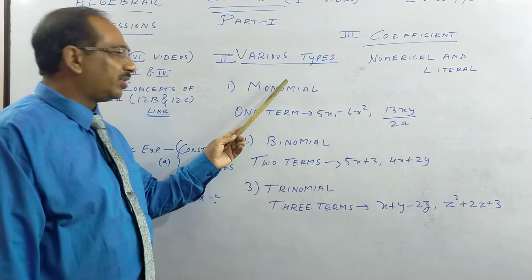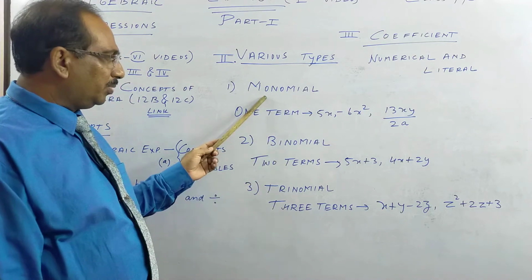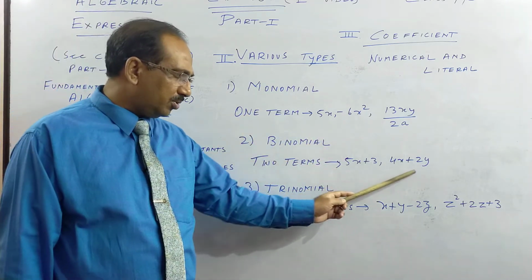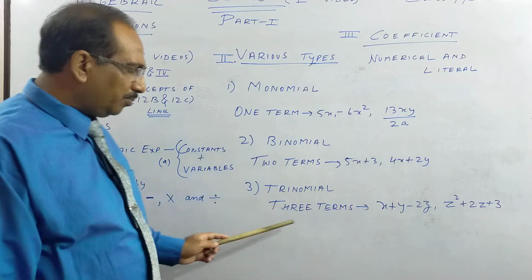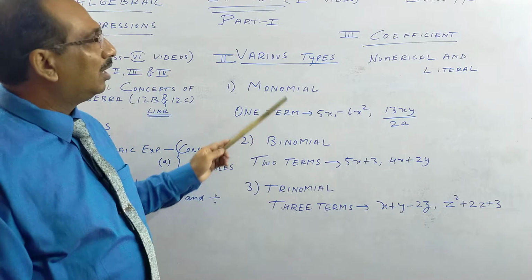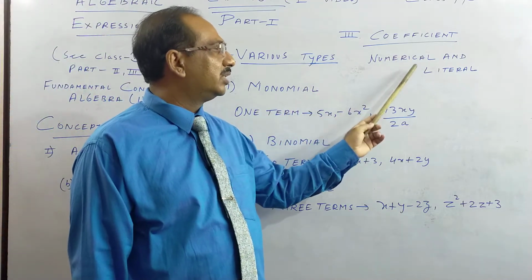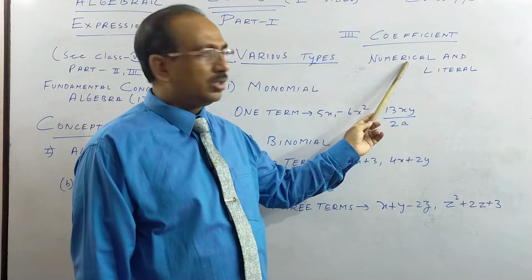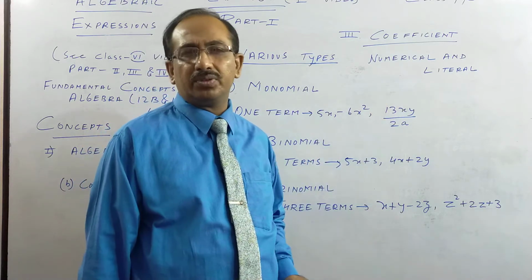There are a few types of algebraic expression. Monomial, they have 1 term. Binomial, they have 2 terms, you can see. Trinomial, they have 3 terms. Okay, so we will do the sums. And there is something called coefficients, children, which I'll tell you. There are numerical or numeral coefficients and literal coefficients.